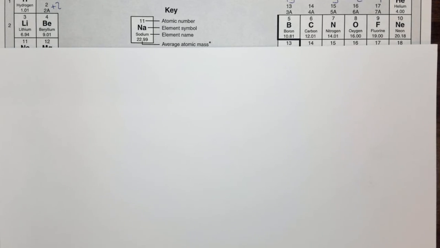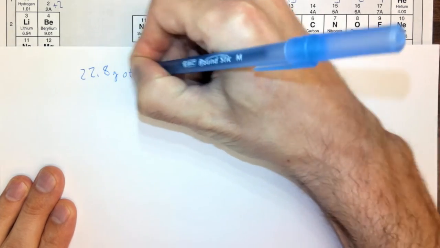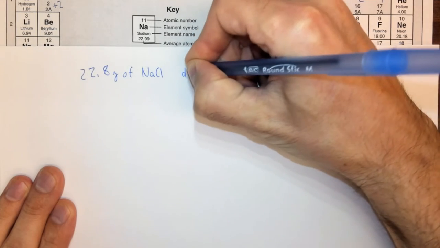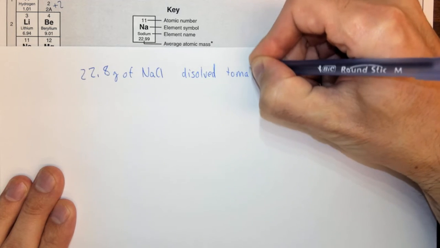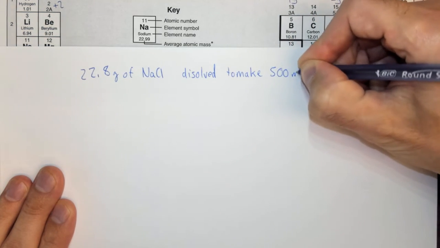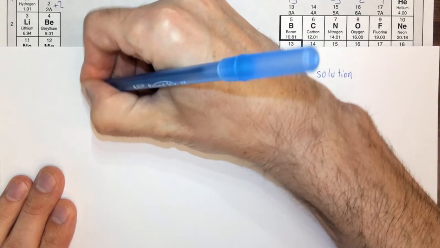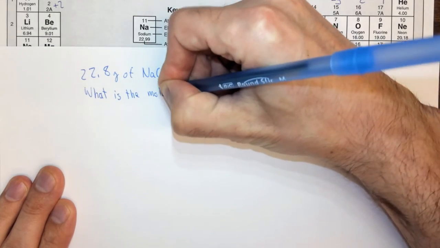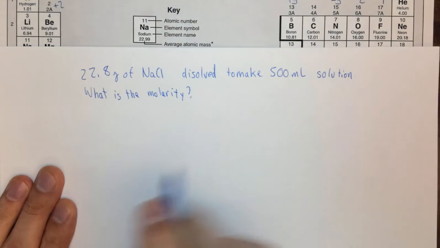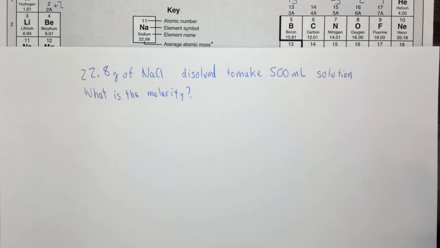So in this first example, we're going to calculate molarity. In this case, we're going to take 22.8 grams of NaCl dissolved to make 500 mLs of solution. And we want to know what is the molarity of this resulting solution that you make when you take 22.8 grams of NaCl and dissolve to make it 500 milliliters of solution.